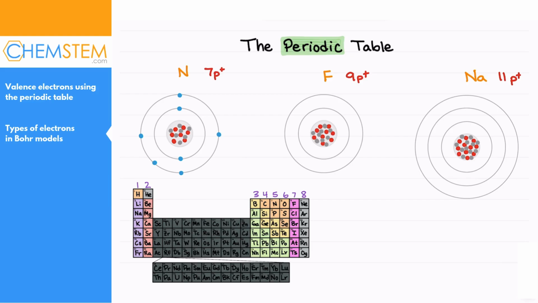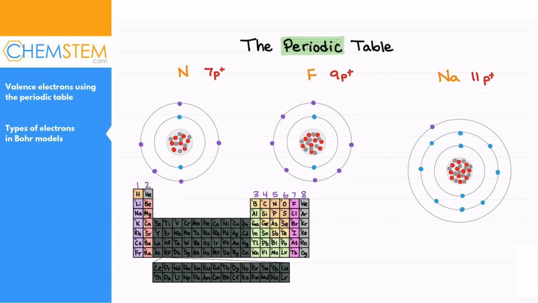Fluorine has 9 protons, so we're going to need 9 electrons. 2 are going to go on the first energy level, and the remaining 7 are going to go on the second energy level. 1, 2, 3, 4, 5, 6, 7. Sodium has 11 protons, so we need 11 electrons to make it neutral. 2 on the first energy level. We have 9 more to go. 1, 2, 3, 4, 5, 6, 7, 8. If we count up so far, we have 10. 2 plus 8. We need 11, and that 11th one is going to go on the highest energy level.